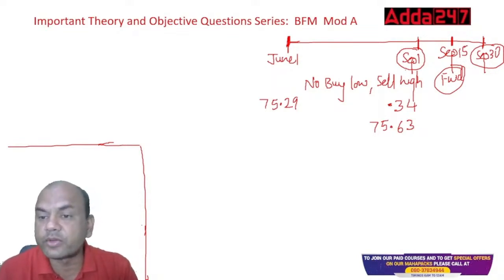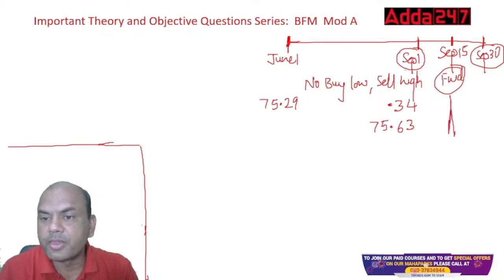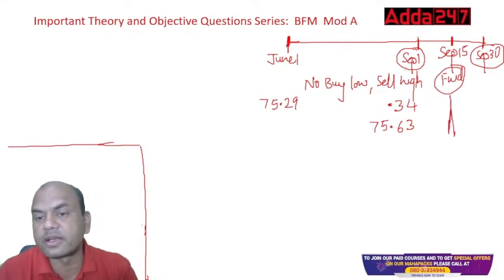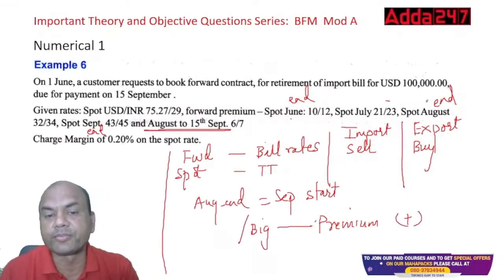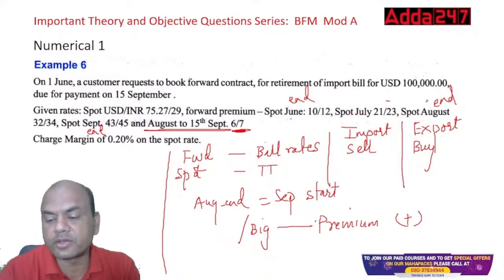But I want it for September 15th now. So what will I do? I'm having this rate up to September 1. I'll take the forward points for September 15th now. What are the forward points given? 6 and 7. Okay, this one. 6 and 7. Seeing this? 6 and 7. So what will you take now? 6 or 7?